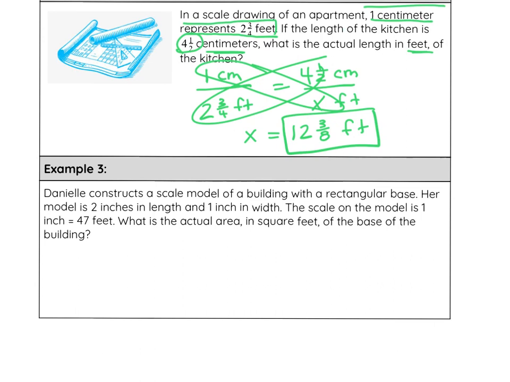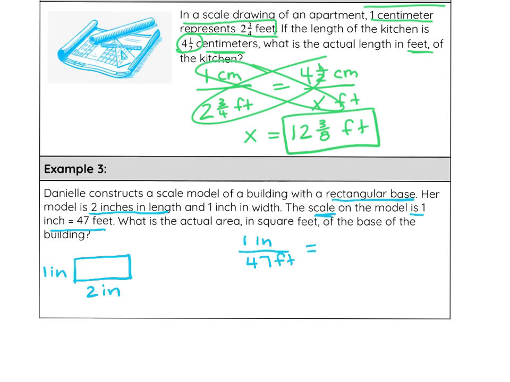All right, example 3. This one involves a couple steps, so pay close attention. Danielle constructs a scale model of a building with a rectangular base. Her model is 2 inches in length, so rectangular base, 2 inches in length and 1 inch in width. The scale on the model is 1 inch to 47 feet. What is the actual area in square feet of the base of the building?